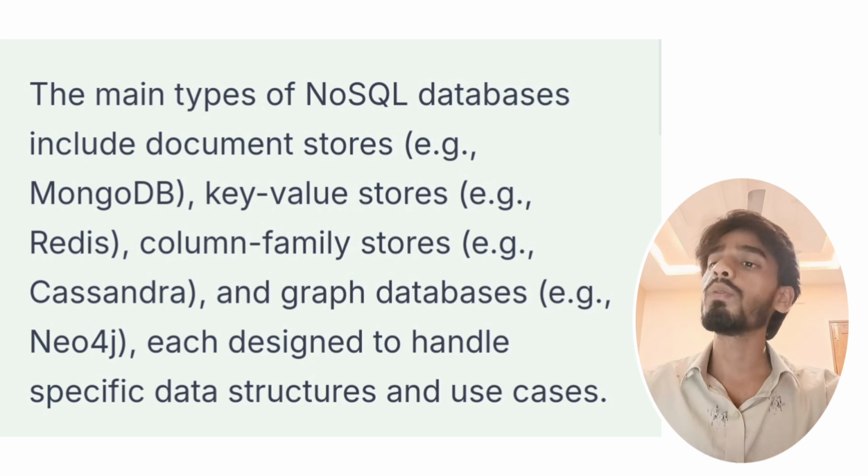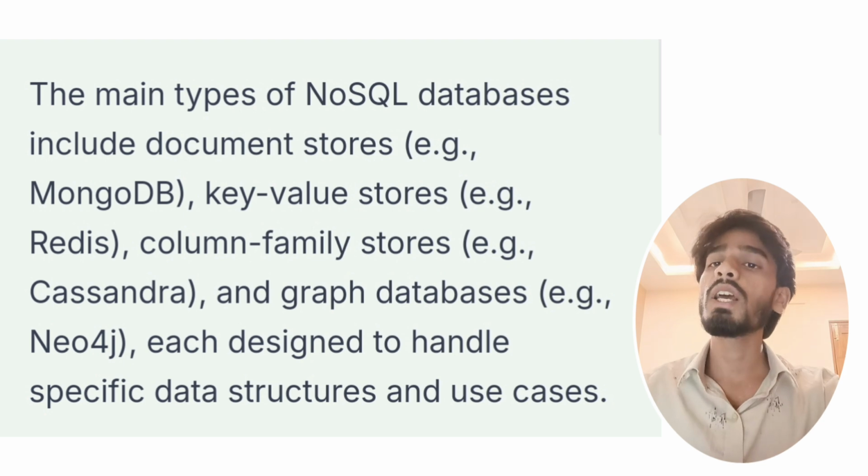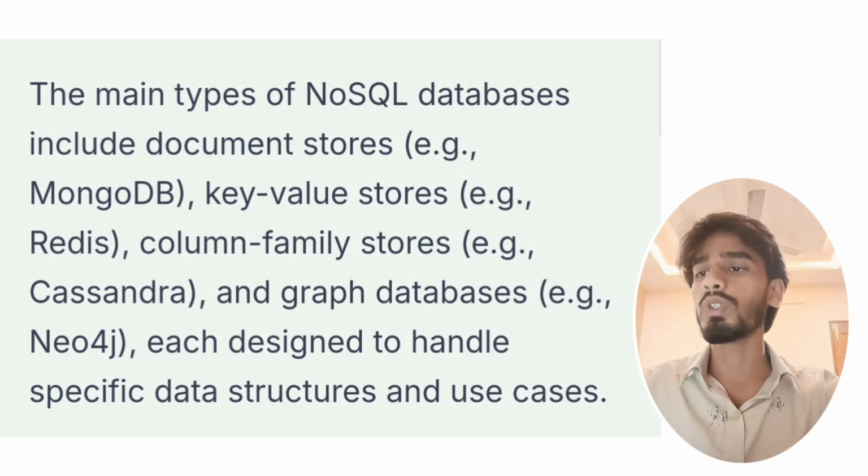Different types of NoSQL databases. The main types of NoSQL databases include document stores, example MongoDB, key-value stores, example Redis, column family stores, example Cassandra, and graph databases, example Neo4j, each designed to handle specific data structures and use cases.